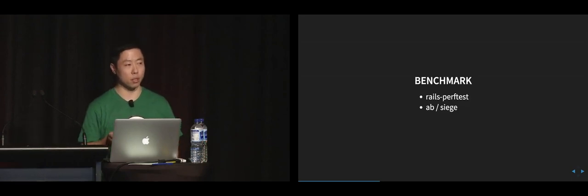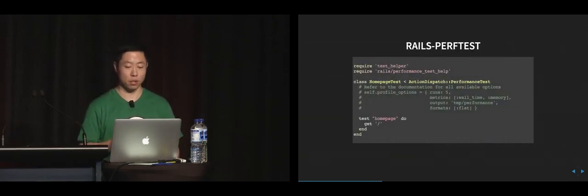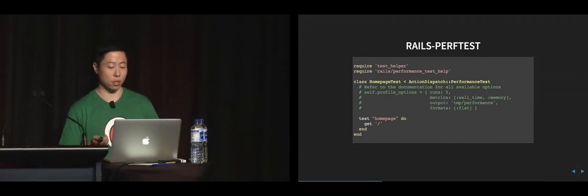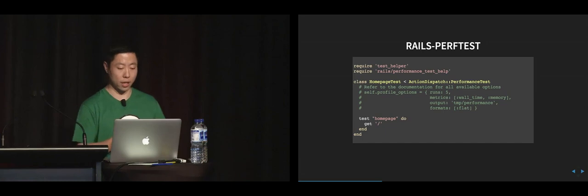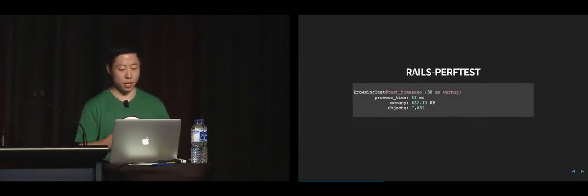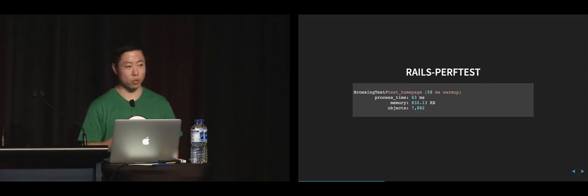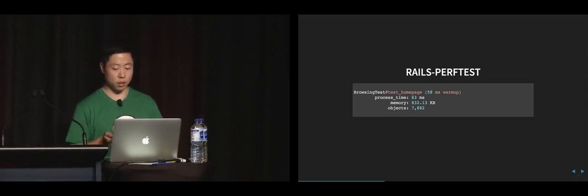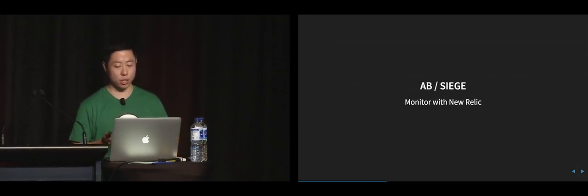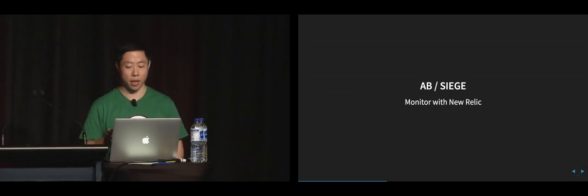After changing the code to fix the performance issue, we need to make sure it does speed up, so we should do a benchmark. There's a gem, Rails perftest, that you can use to write some test code to do the performance test. Here, we just send a request to a home page, and after we run rake test benchmark, it will show you the total process time, the memory usage, and the objects allocated. You should run the benchmark test before and after you fix the performance issue, then compare the results to see if you did fix the issue. I also try to use AB or Siege to send concurrent requests to the local instance and monitor on New Relic and compare the average response before and after.